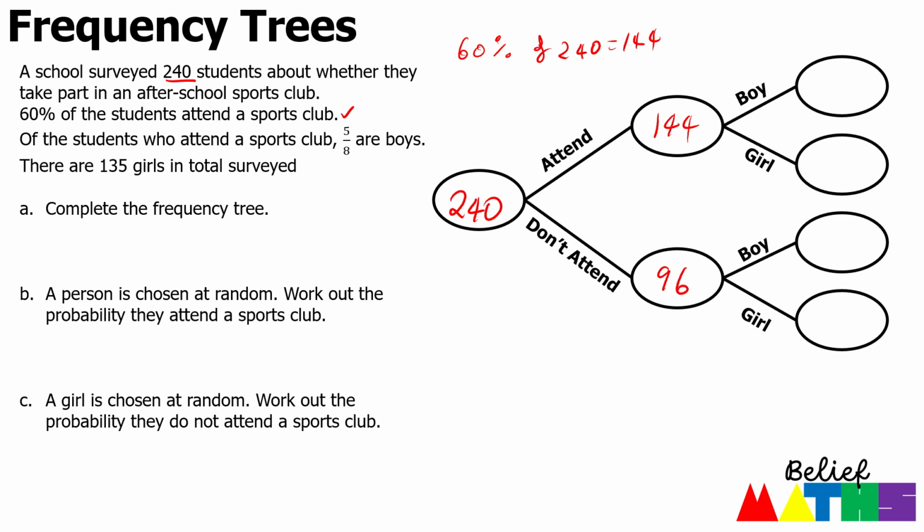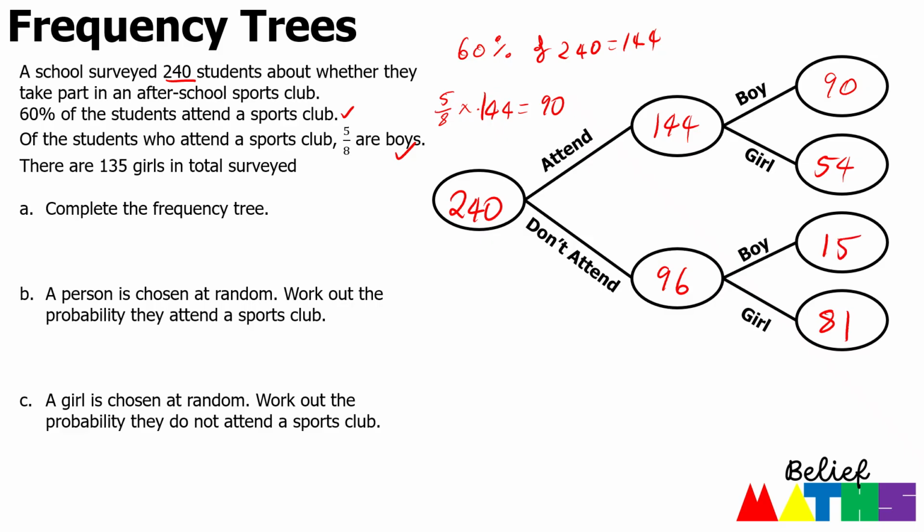It then says of those who attended, 5/8 are boys, so we can just do 5/8 times 144, and that gives us 90. So therefore there's 90 boys and there's 54 girls. We're then told there's 135 girls surveyed in total. Well, if we do 135, take away the 54 girls that we already have, that tells us there's 81 girls left. And then finally, 96, take away your 81, gives you your 15 for your boys.